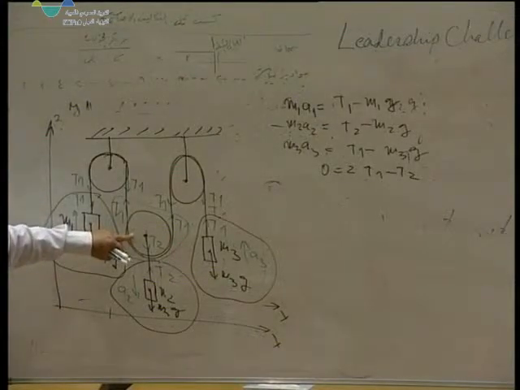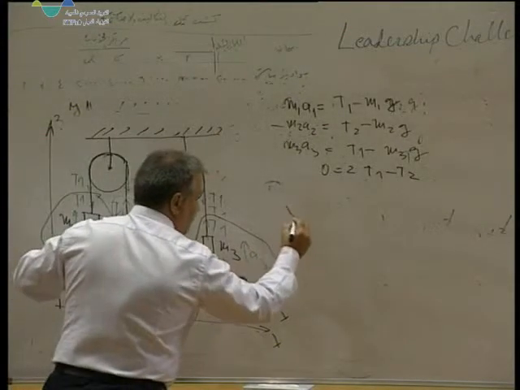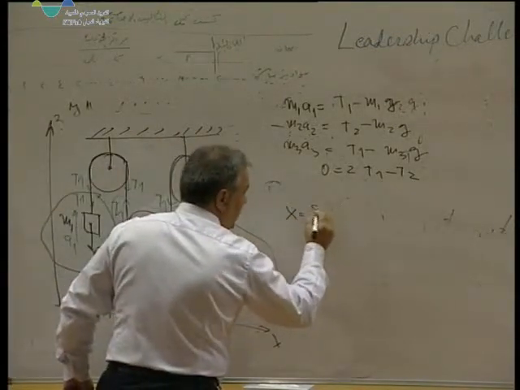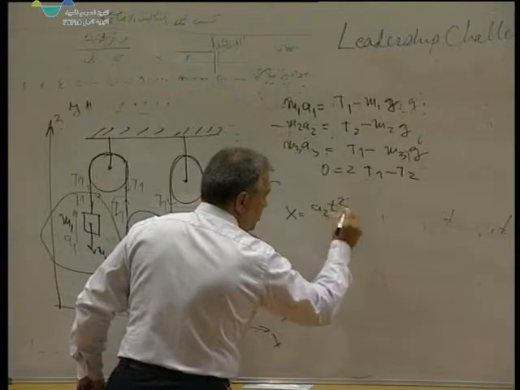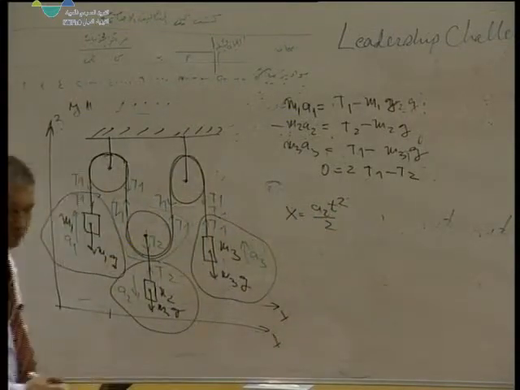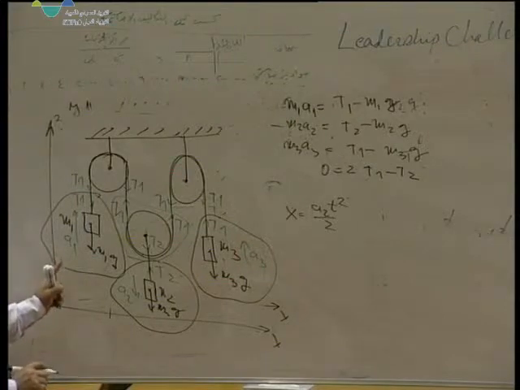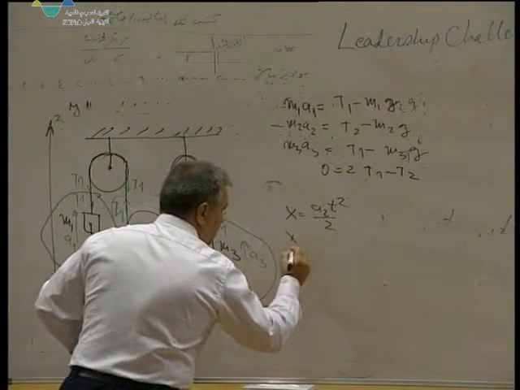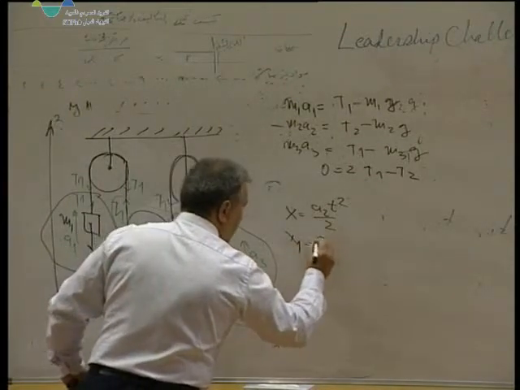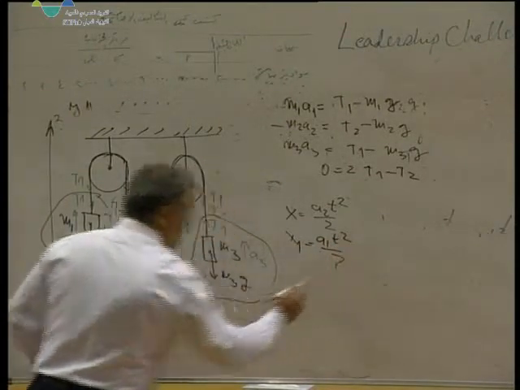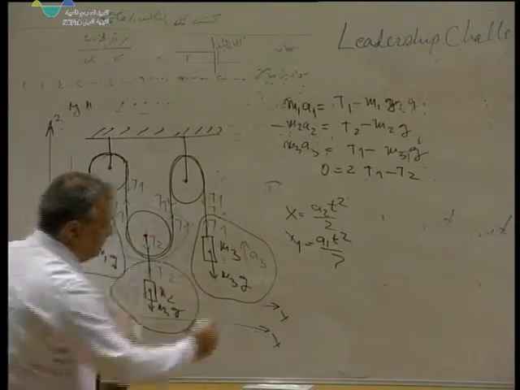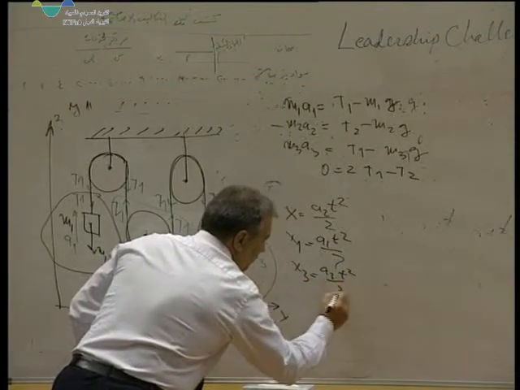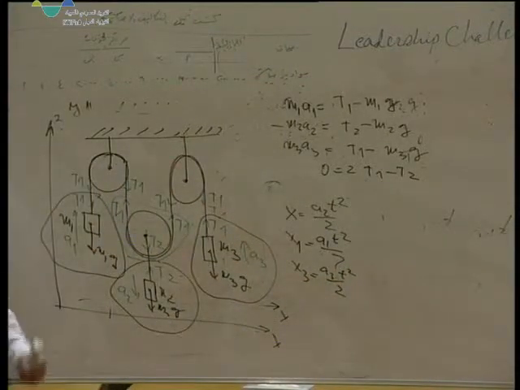The mobile pulley goes distance x with acceleration a2. X equal a2 t square over 2. In the same time, this goes up: x1 equal a1 t square over 2. And this one goes up: x3 equal a3 t square over 2. Okay?